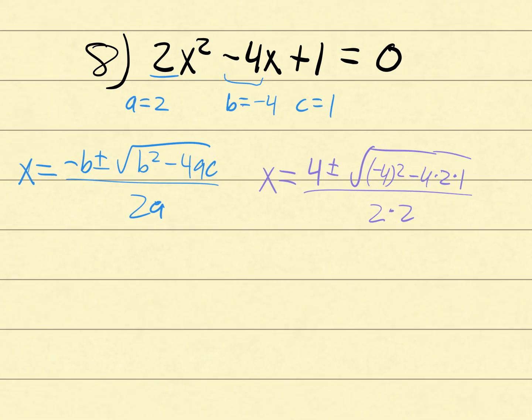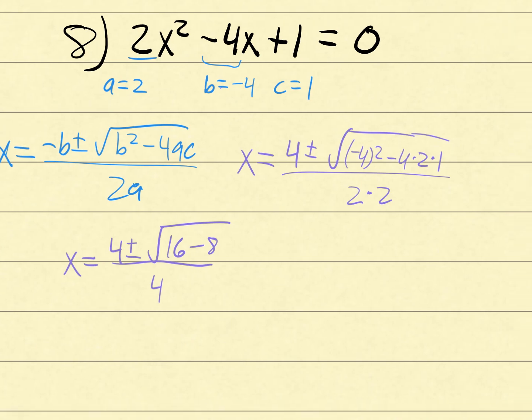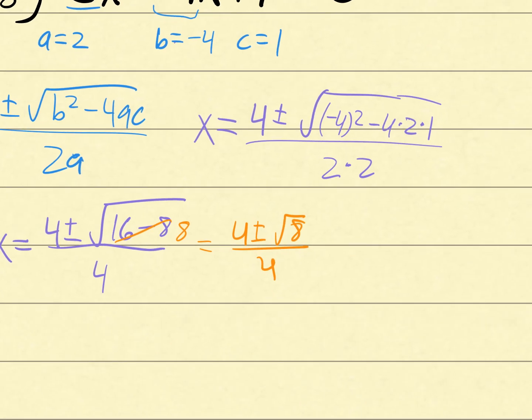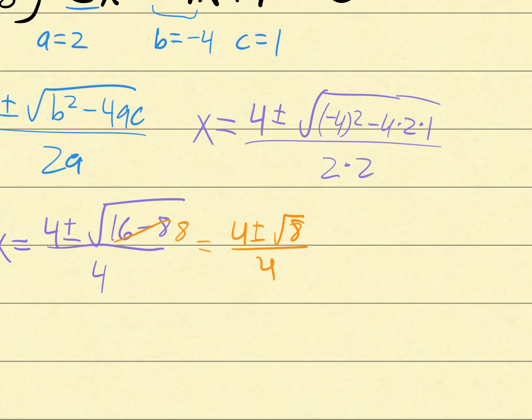So now when you simplify this, we should get 4 plus or minus the square root. Negative 4 squared is 16. Minus 4 times 2 times 1 is 8. Over 2 times 2, which is 4. And then 16 minus 8 should get you 8. So we get 4 plus or minus the square root of 8 over 4. All right, what do we want to do now?